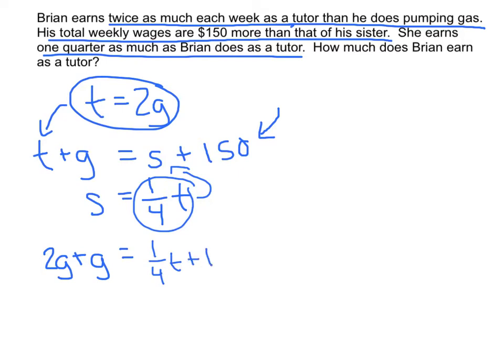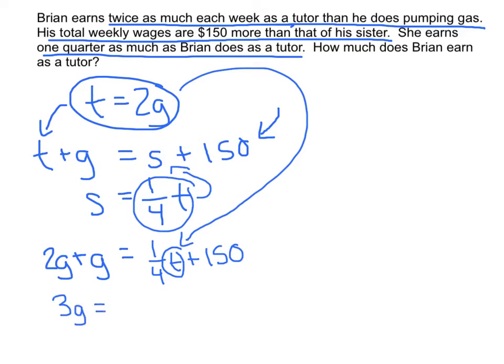Now the problem that I'm seeing is that I still have 2 variables. I want to make it one variable. So either I replace g's with t's or the t with g's. Now it seems easier that I can replace this with 2g since it's already set up that way. So my new equation, I'm just going to simplify the left side, 3g is equal to 1/4 (2g) plus 150.